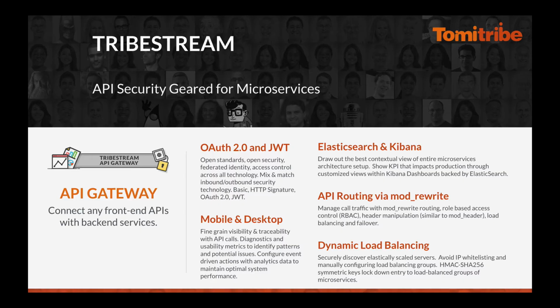The Tribestream API Gateway provides security for microservices. It supports standards like OAuth 2 and JSON Web Tokens, can do advanced routing with mod rewrite, has a dynamic load balancer, and integration with Elasticsearch and some pretty beautiful out-of-the-box dashboards.